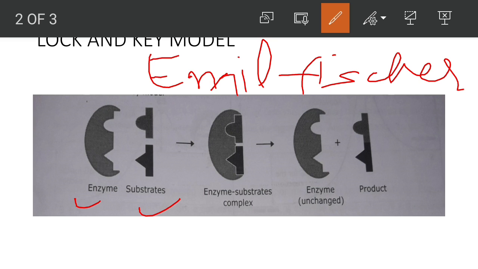As you can see in the diagram, there is an enzyme with a particular shape, and it binds to the substrate, and the substrate also has a similar shape that can fit like a lock and key. And here you can see the formation of an intermediate complex. They bind with each other like a lock and a key, and because of that binding the reaction happens, and the enzyme separates from the product. The product is formed and the enzyme remains unchanged. So this was the lock and key model.